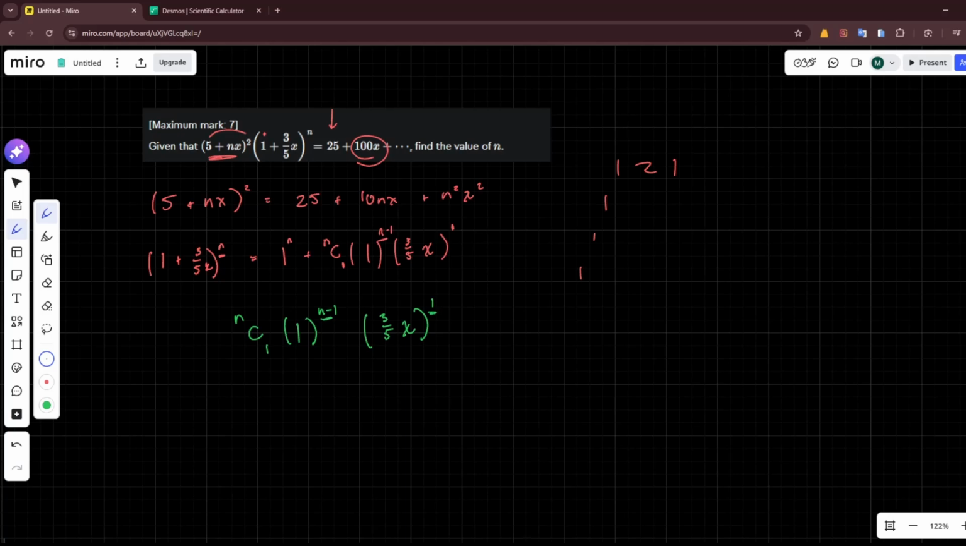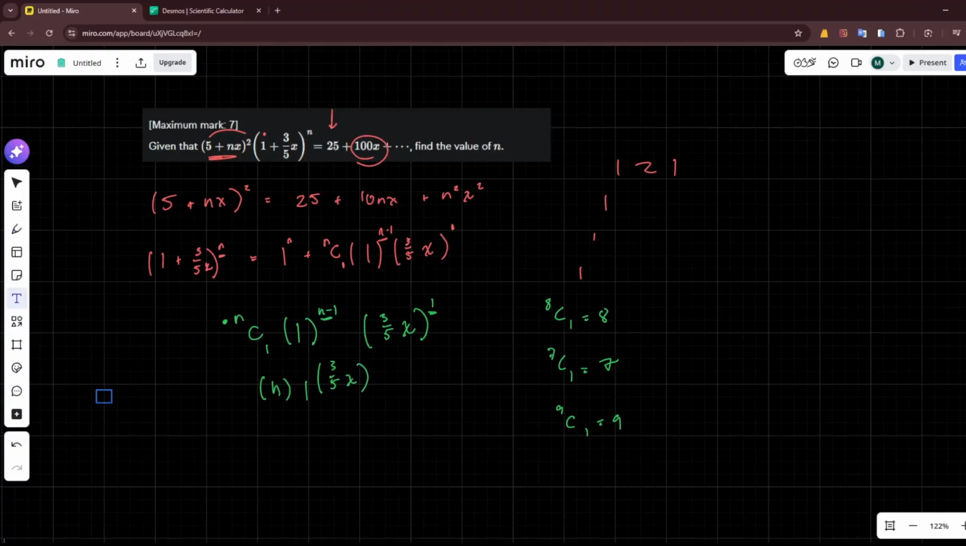1 to the power of anything is just going to be 1. So hopefully that's just 1. N choose 1, well, any choose that starts out with a power and then has the 1, is just going to be the value of that power. So 8 choose 1 is just 8, 7 choose 1 is just 7, 9 choose 1 would be 9, and n choose 1, helpfully, is just n. And then 3/5 x raised to the power of 1 is just 3/5 x.